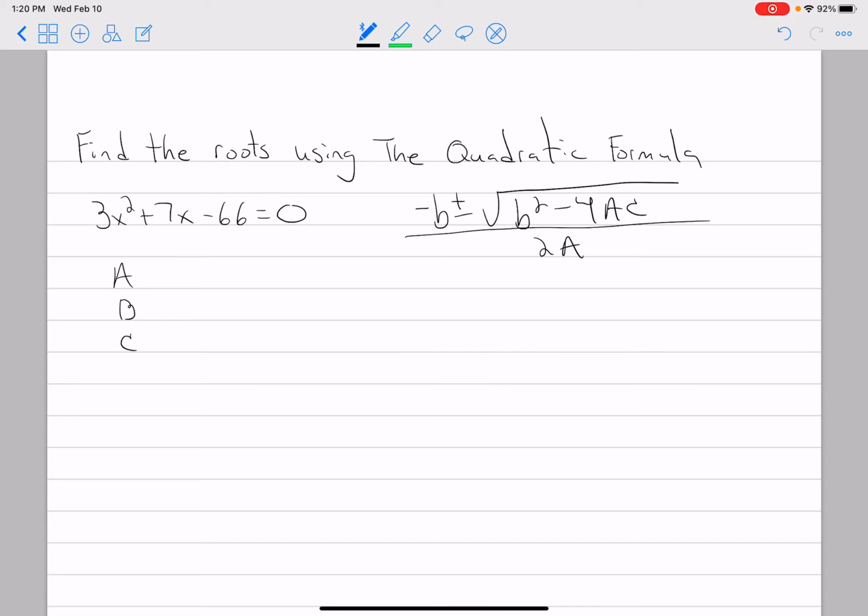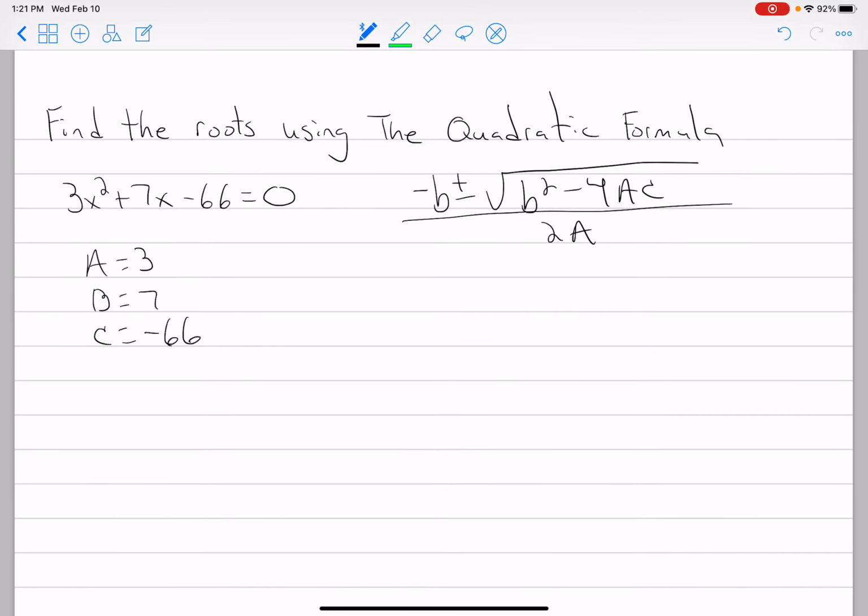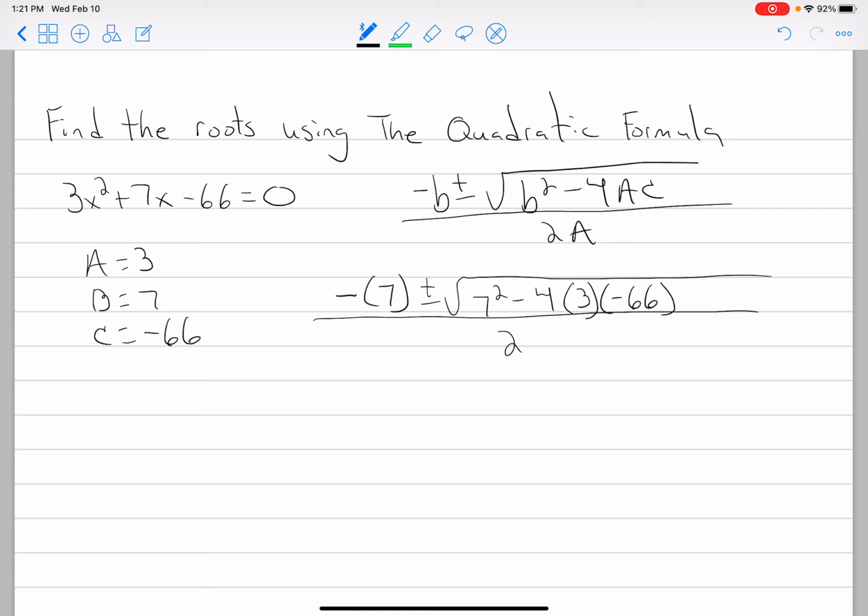We know a, b, and c. Boom, boom, boom. 3, 7, negative 66. All right, start plugging this bad boy in. We got nothing but time, space, and opportunity. Negative b, which is 7, plus or minus square root of b squared. Oh, why is that so ugly? Square root of b squared, 7 squared, minus 4 times a times c. Cool. All over 2 times a.